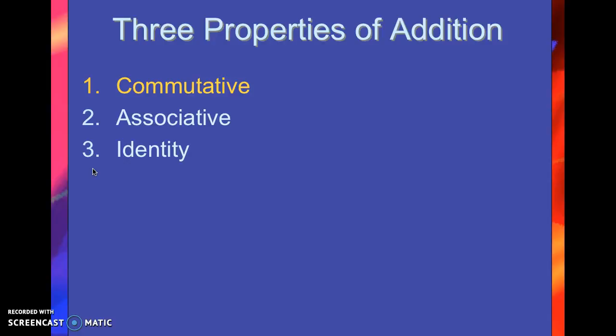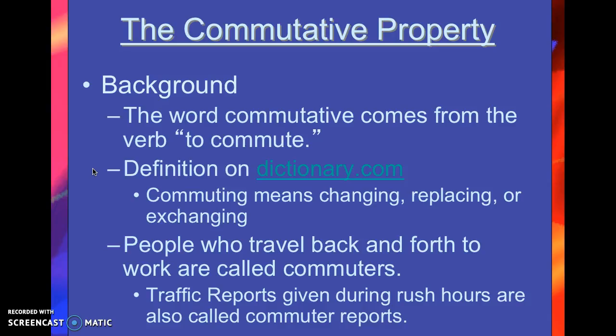The first one we're going to talk about is commutative. The commutative property. Let's talk about the background. The word commutative comes from the verb to commute.